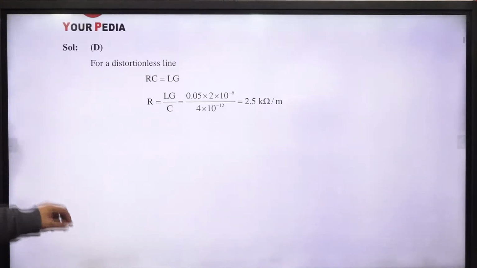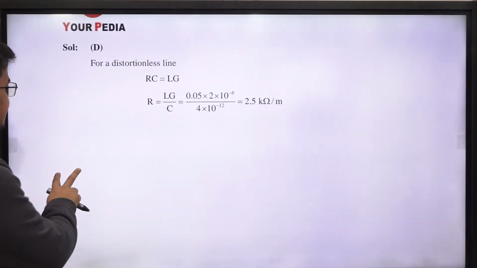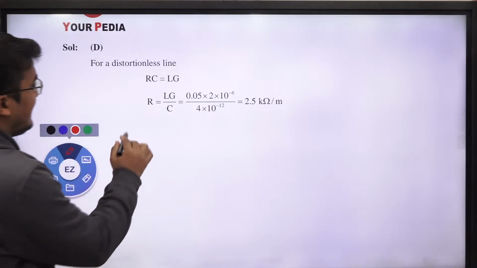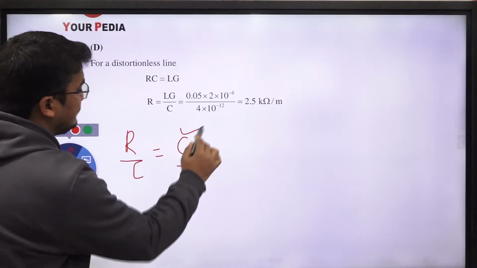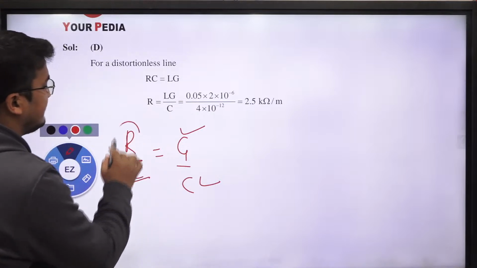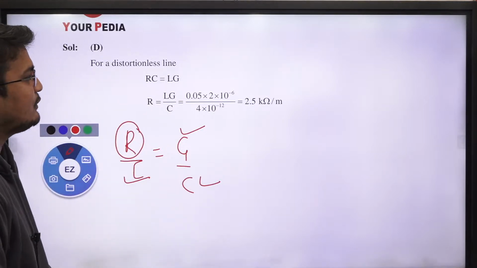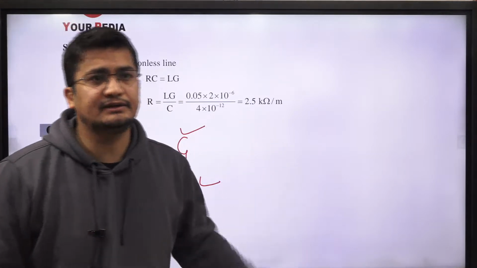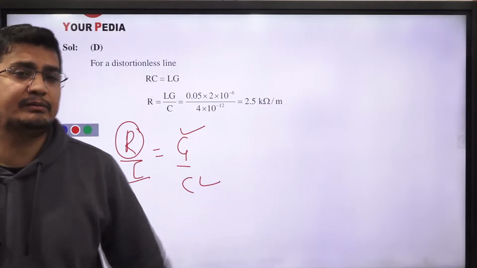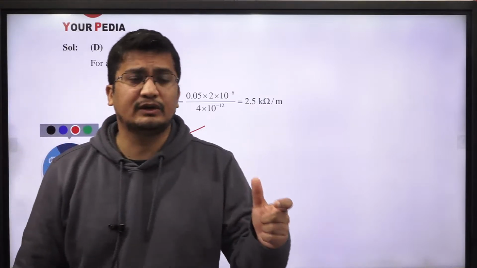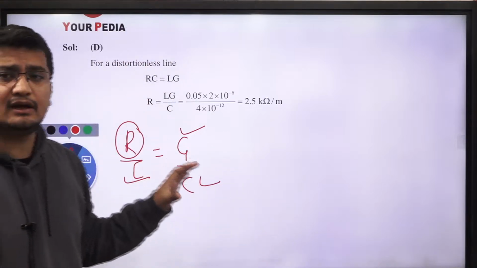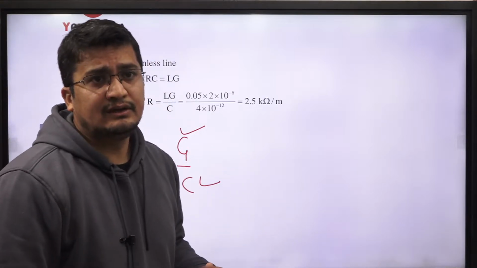So guys, this will be the answer. I told you people the condition for the distortionless line is R by L is equal to G by C. This was given to you, this was given to you, this was given to you, this value is to be asked. So you may calculate, I guess D option is coming, right? So 2.5 kilo ohm per meter will be the perfect answer. So guys, there might be a small calculation mistake. Please ignore that. But I'm telling you the concepts here, how you can solve the question, right?